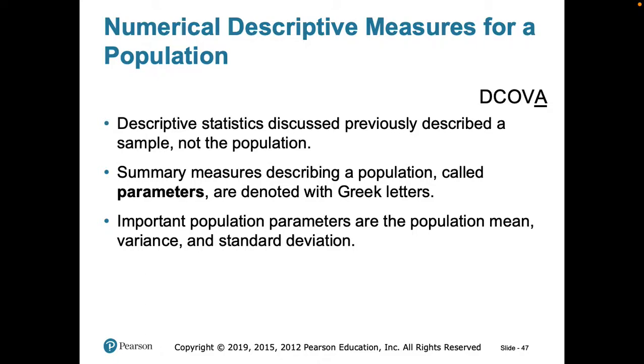The summary measures describing the population, we call those parameters, and we use Greek letters to represent those. Important population parameters will be the population mean, the variance, and the standard deviation. Just like the ones that we learned for the sample, now we're going to use those same measures for the entire population: the mean, the variance, and the standard deviation.